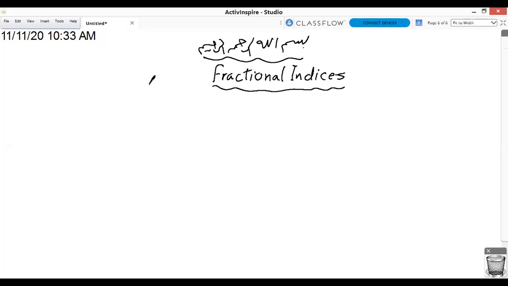Okay, my students, today we will talk about fractional indices. If you want to ask about any problems from the previous lesson, any difficult question? No, mashallah. Smart boys. Now we will take our lesson about fractional indices.